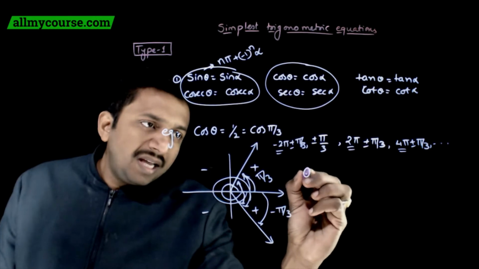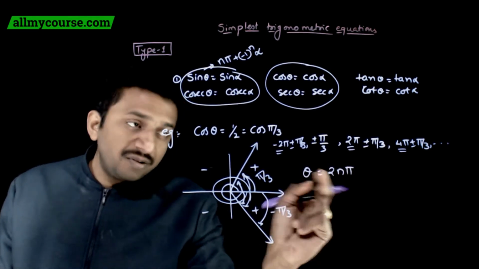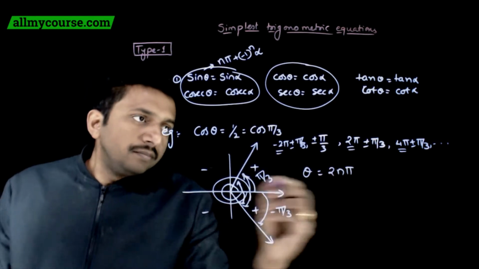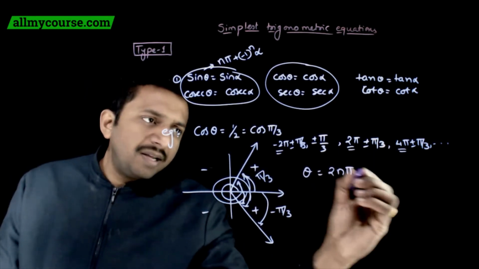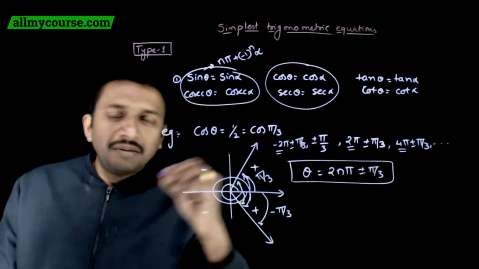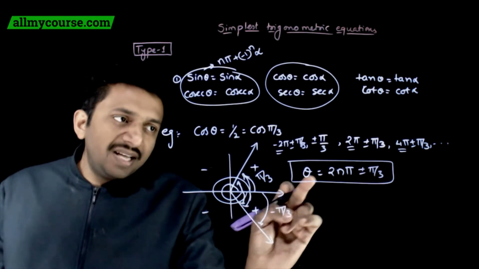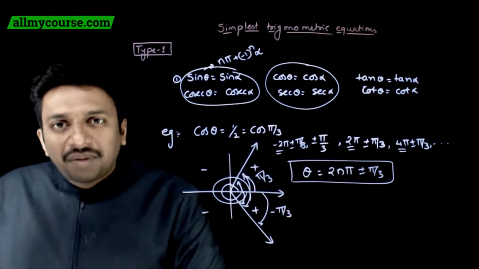So theta is equal to, can I write it as 2n pi? Even multiples of pi can be written as 2n pi. So I always have plus or minus pi by 3 for everything. So 2n pi plus or minus pi by 3. So cos theta is equal to half implies theta is equal to 2n pi plus or minus pi by 3.